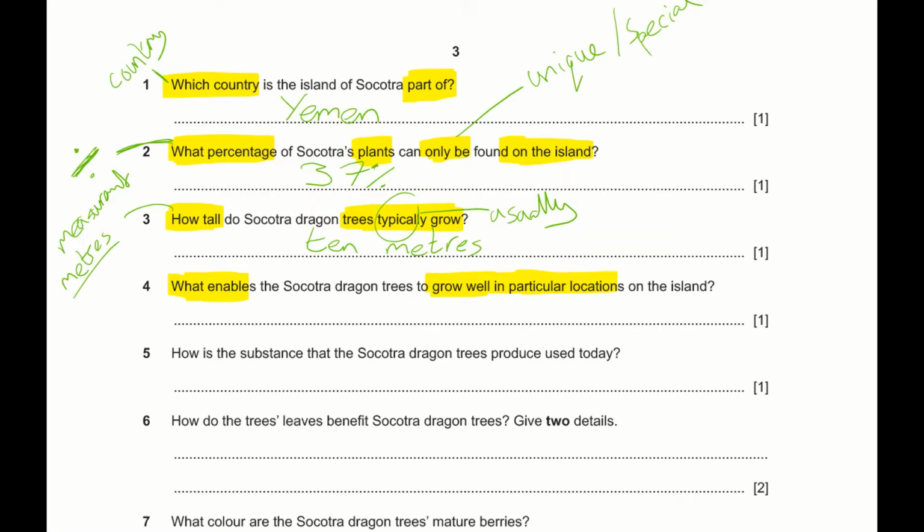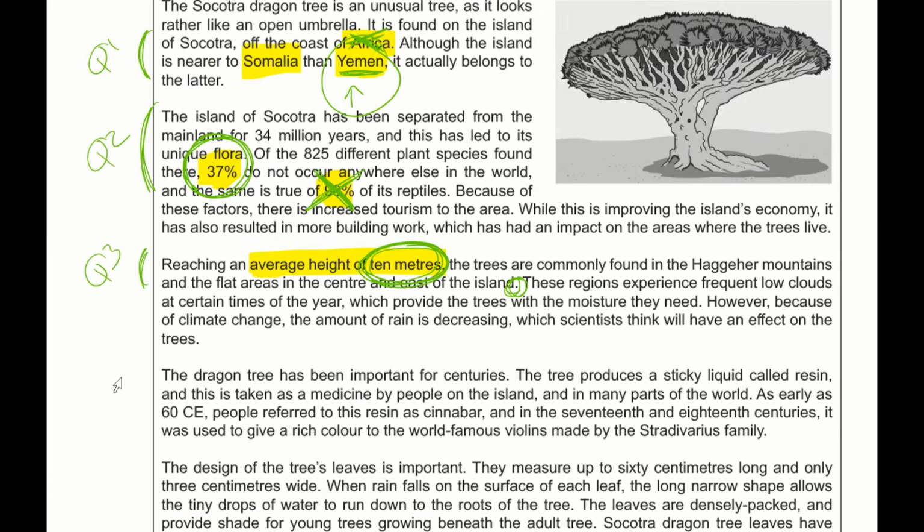Now, I don't know much about this topic, but when I think to myself, what helps a tree grow within a specific location on an island, or what helps plants grow in general? The first thing that comes to my mind is light, or sunlight, maybe rain, maybe the soil, perhaps. So I've got some ideas now. Let's see what we find in the text. What enables the Socotra dragon trees to grow well in particular locations on the island? Important that I've got this information here, because that's going to help me focus my reading now. What helps the trees grow?